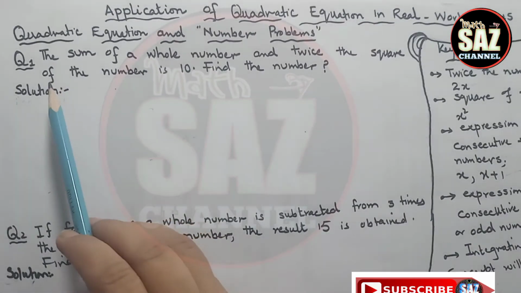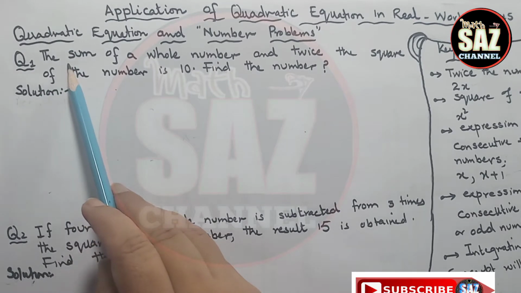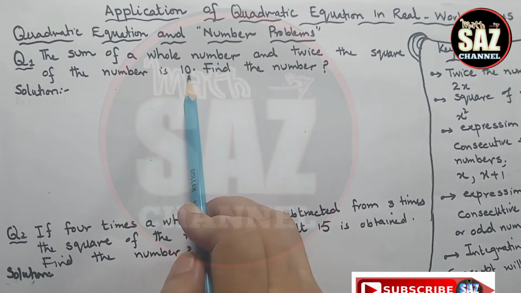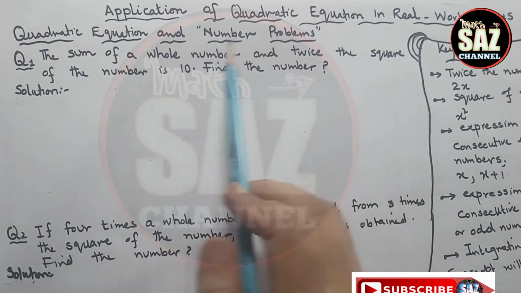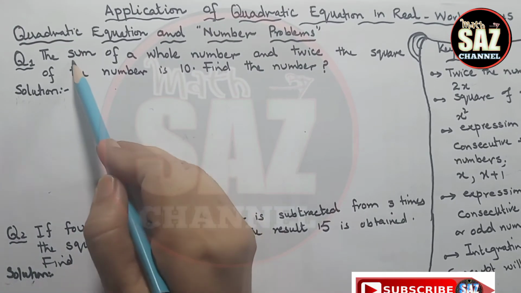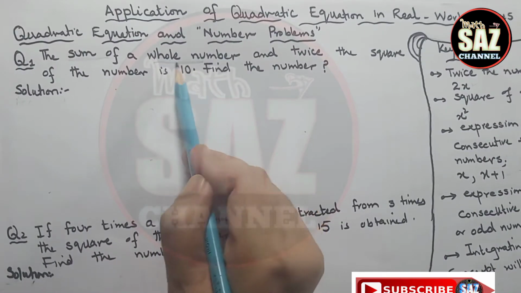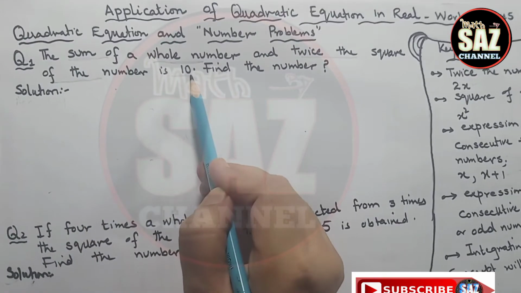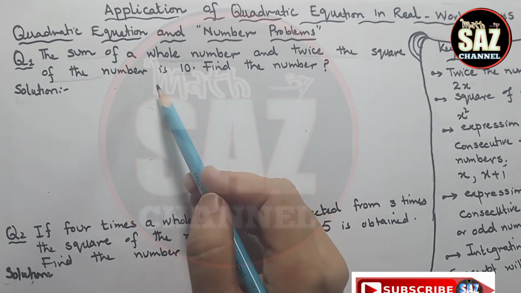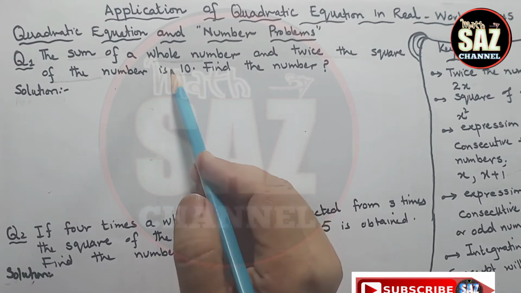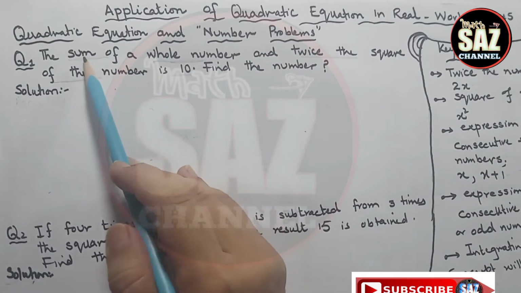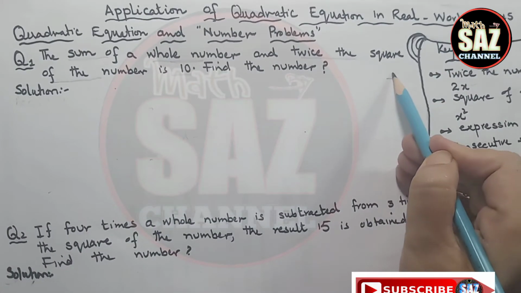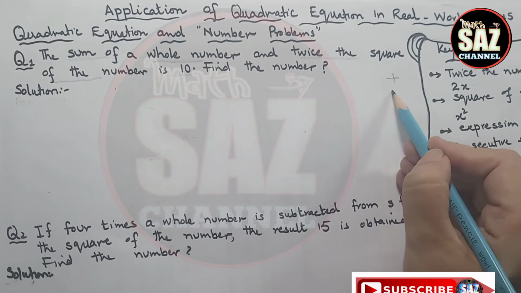Let's move to question. Question 1 says the sum of a whole number and twice the square of the number is 10. Find the number. Let's reread the question. The sum of a whole number and twice the square of the number is 10. It's really important to read and understand and underline important terms of the question. The question is asking about the sum of the whole number. Sum means that we have to add.